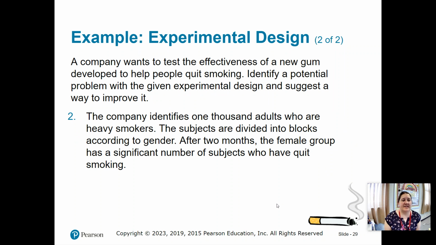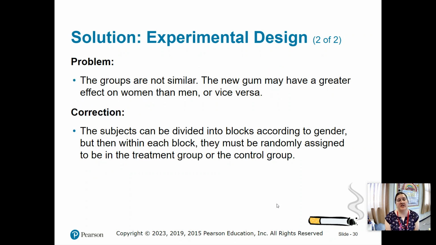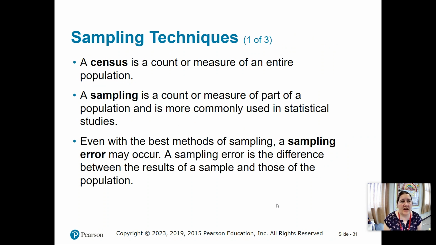And then let's say you up it to 1,000 adults, and you divide the blocks according to gender. And you notice all the females have a significant number of subjects. Well, then you have to break up all the female groups and break up all the male groups and compare within the gender what happens.